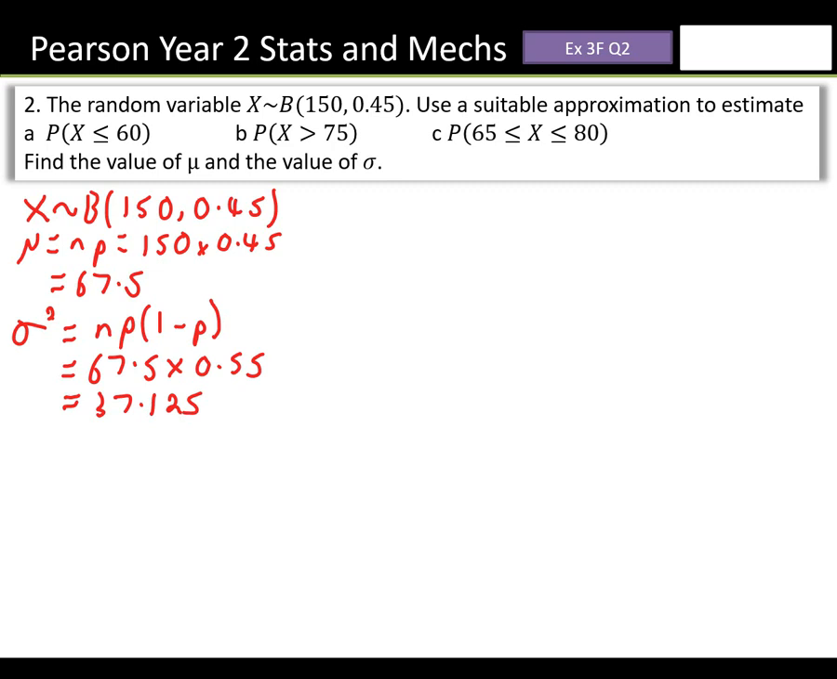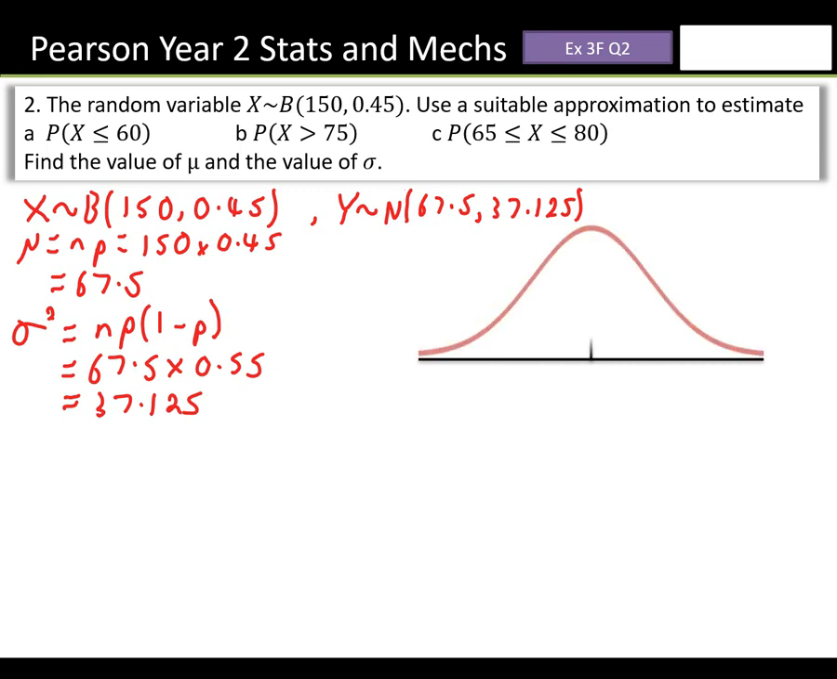Remember, that's the variance, not the standard deviation. So our normal distribution is N(67.5, 37.125). Remember, that's the variance in there. As per normal, let's sketch out a normal distribution and label the bits we know. That's 67.5 there. Part A asks us to find the probability of x being less than or equal to 60.